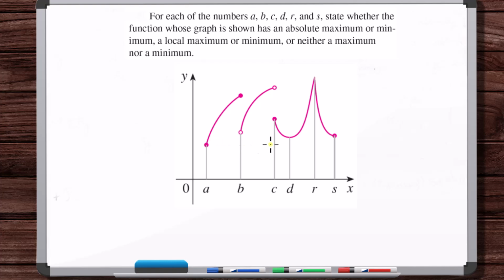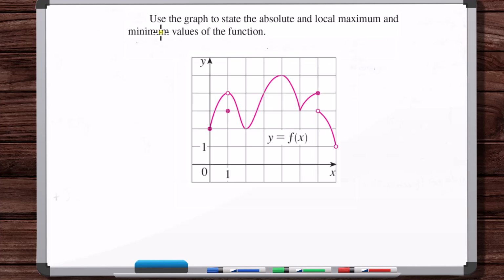Point D, it's not a global max or min, but it is a local min. Point R, local max, and the global max, actually. So both the local max and global max. Here's the global min, here's the global max. S, this is an endpoint, so it can't be a local max or min, but it also isn't a global max or min.